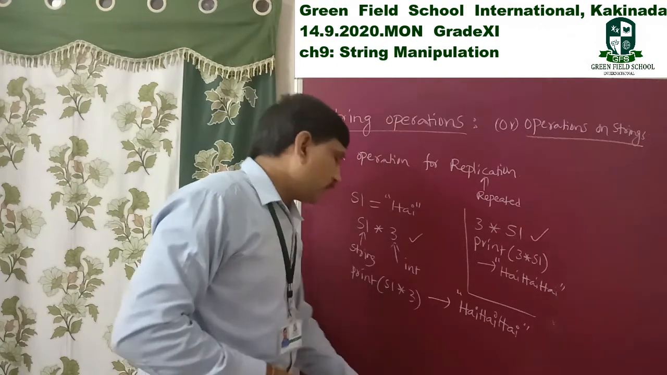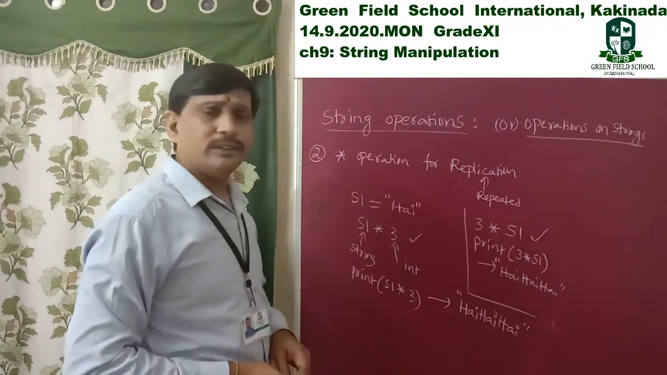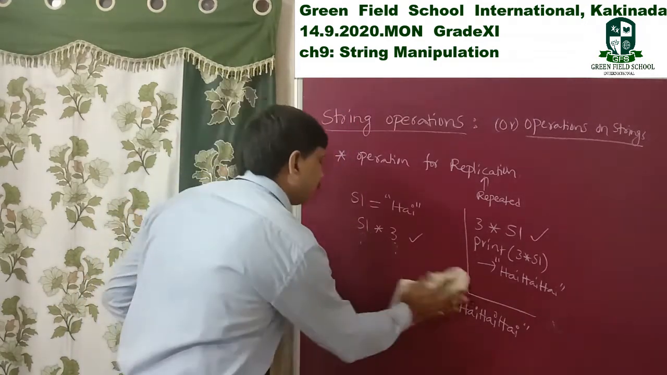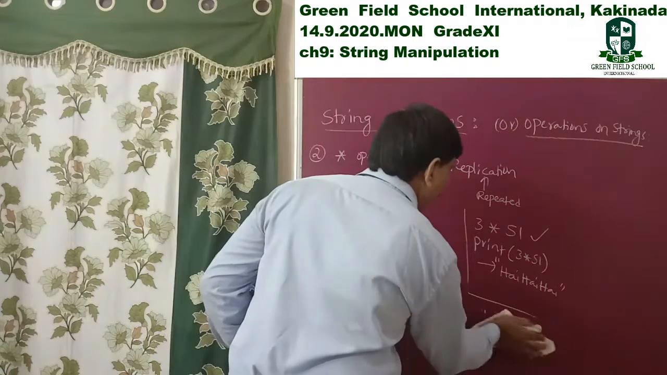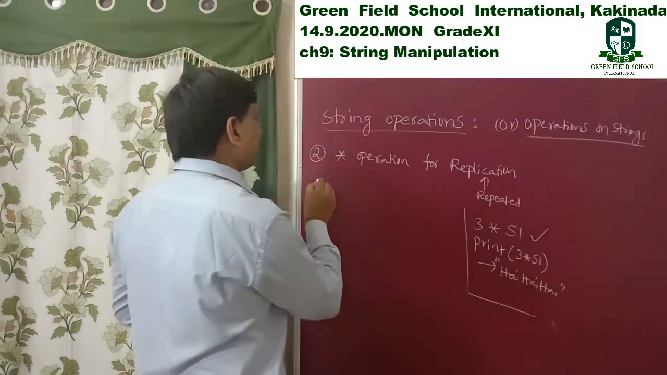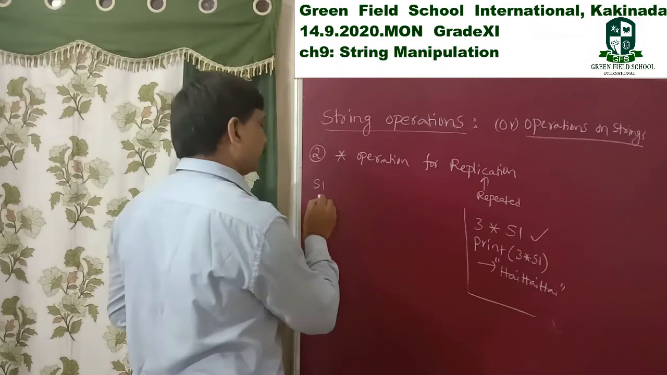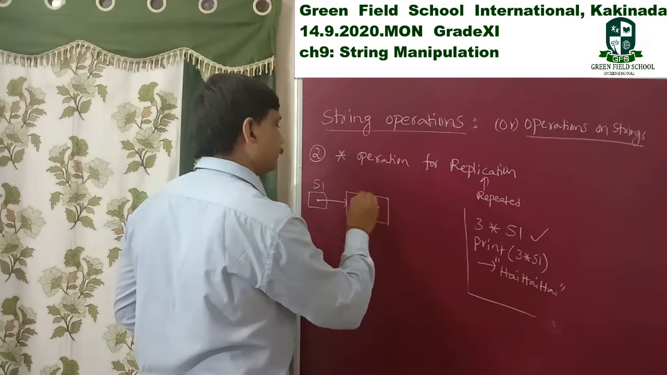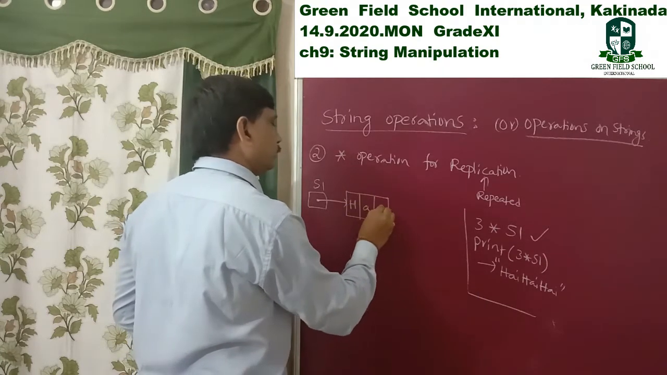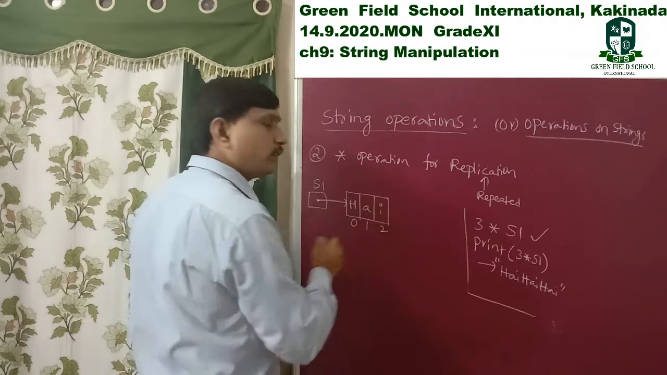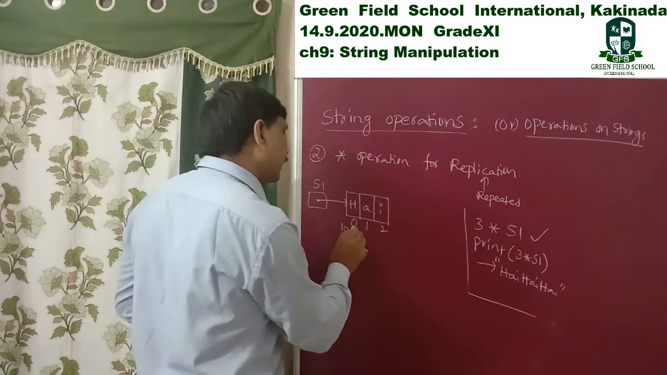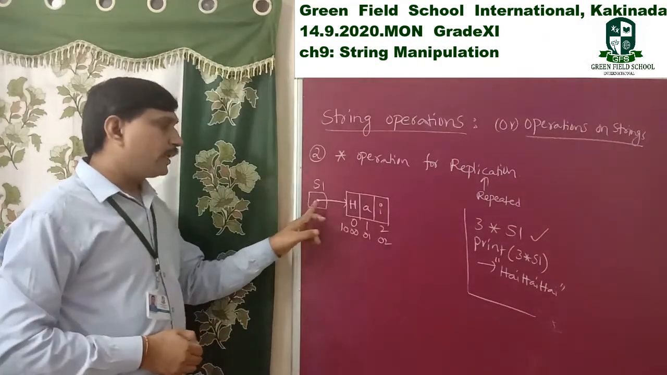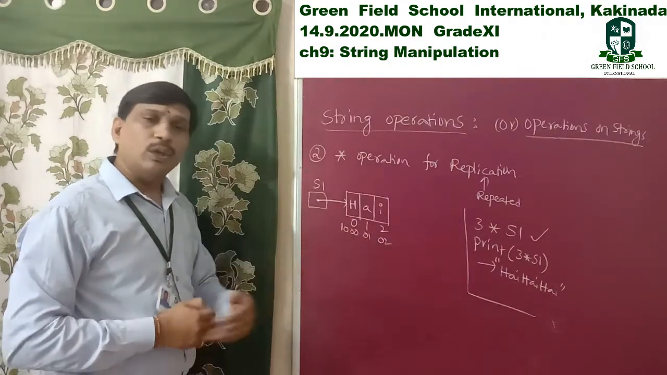Okay, suppose I take one more example. How can this be represented in memory? Suppose first I take S1. S1 in memory is hi, with indexes 0, 1, 2 in the forward direction. Suppose the memory address locations are 1000, 1001, 1002. So S1 is hi at 1000, 1001, 1002.